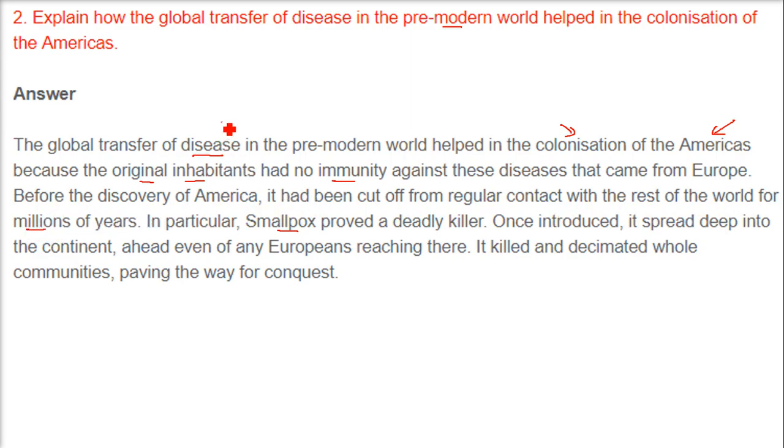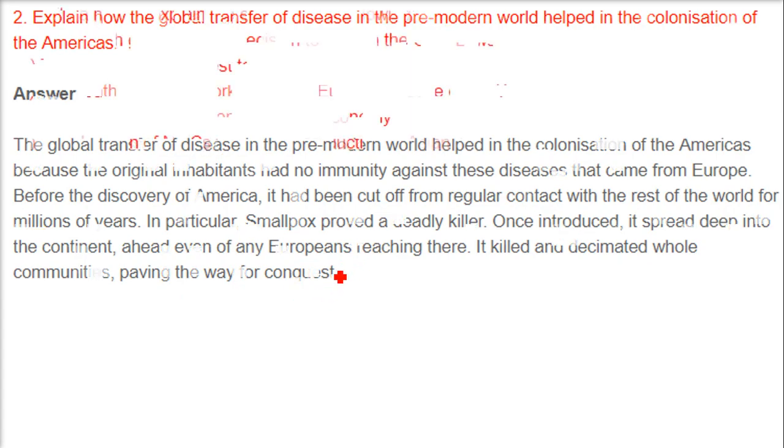In particular, the disease was smallpox. It proved a deadly killer. Once it was introduced, it spread deep into the continent, ahead even of any European reaching there, in places where even the Europeans were not present. This smallpox just spread like fire. It killed and decimated whole communities, paving the way for conquest by the Europeans.